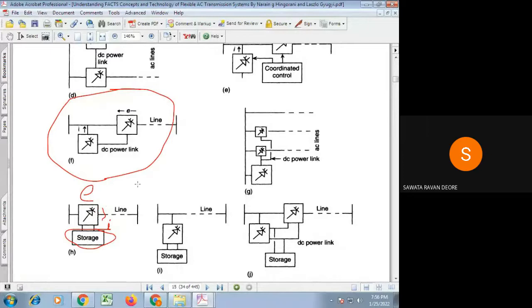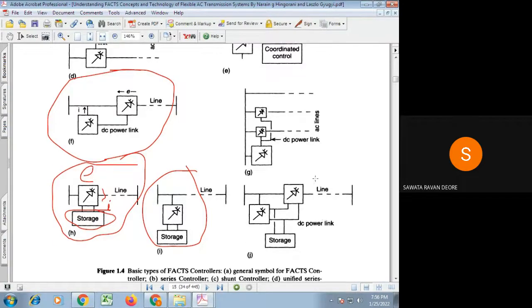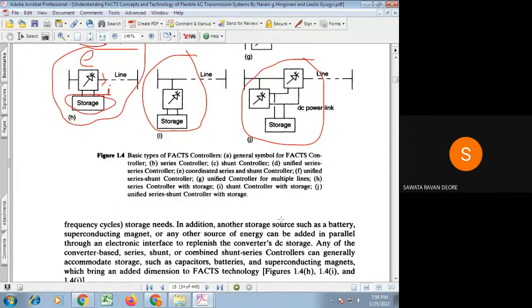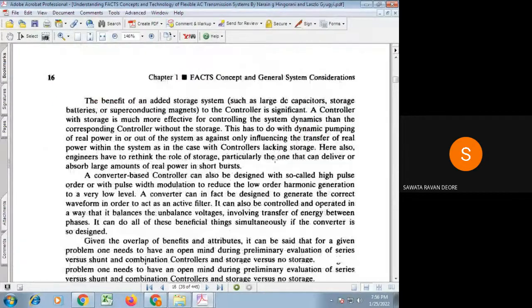So similar is the case. Here it is shown a series controller with storage. Here it is shown a shunt controller with storage on the DC side, or UPFC along with storage. That is, we call it a unified power flow controller.